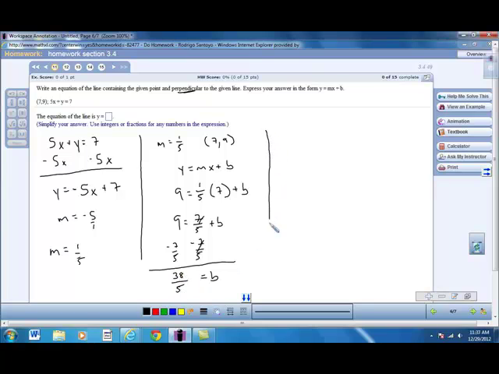And just like that, now all you can do is just plug in your m and your b, and you have your solution. Your m, because we're talking about perpendicular, has to be 1/5. And your b, this time we have a positive, 38 over 5. Well, there you go.